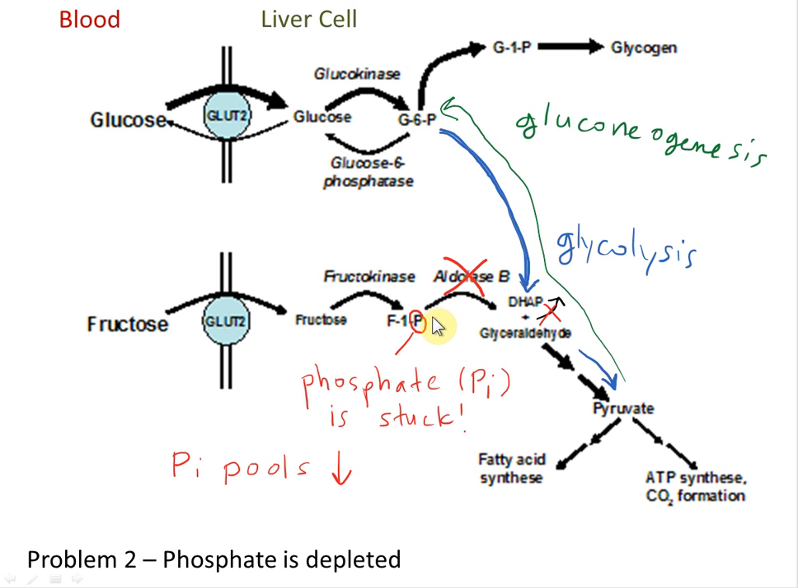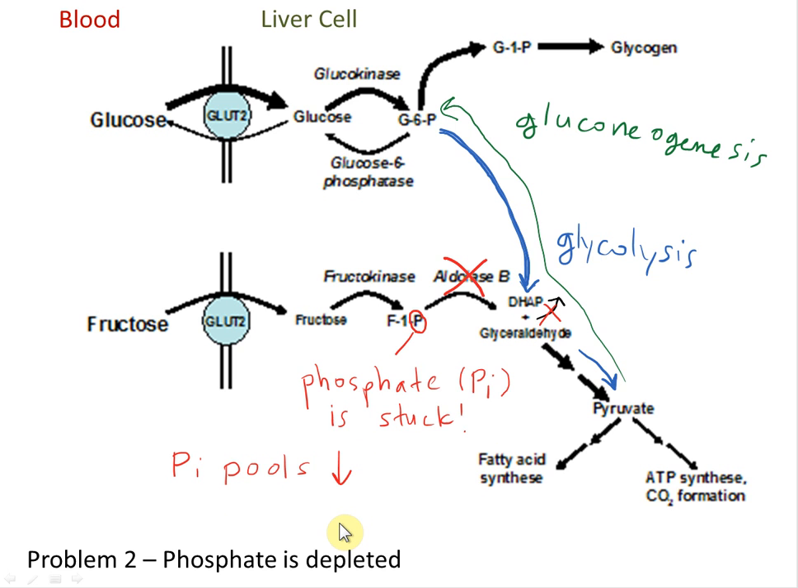So as might seem kind of obvious, the fructose 1-phosphate has a phosphate on it, okay, and phosphate is often abbreviated Pi like this. Because this phosphate is stuck and it's not getting used in glycolysis or gluconeogenesis, but the fructokinase is still making fructose 1-phosphate, well, that phosphate gets stuck there, and our free phosphate pools in the cell start to go down because so much of it is getting used up by this fructose 1-phosphate, and it's not going anywhere. So our phosphate's getting depleted.